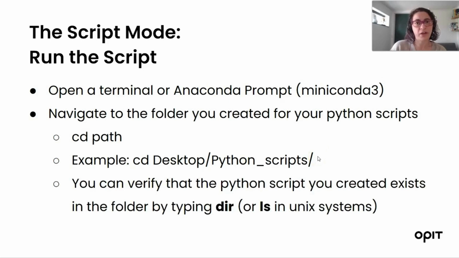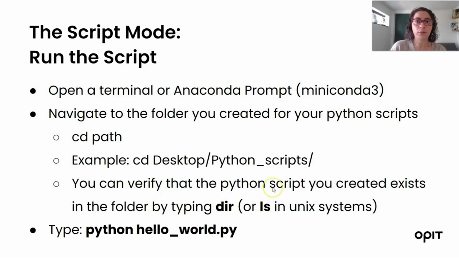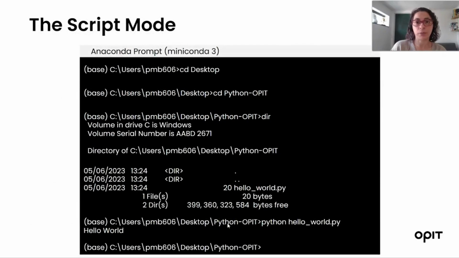You can always verify that the Python script you created is in the folder you're in by typing dir on a Windows machine or ls in a Unix system. Then you can run the script by typing Python and the name of the file containing the script. You should see the output displayed on your terminal. The process is shown here.